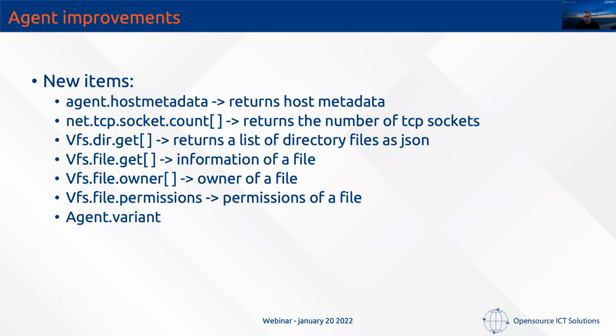But it also goes with vfs.dir.get or vfs.file.get. So vfs.dir.get is giving you a list of directory files in JSON format. I love this one for log file monitoring. But also vfs.file.get is just giving you the information of a file. How big is it? Who is the owner? What are the permissions? When was it last modified? Things like that. If you're just interested in owner or permissions, no problem. The items are there.